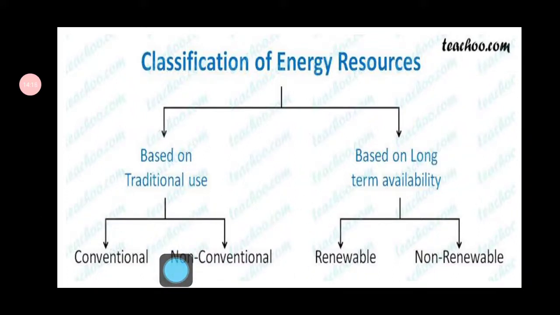So I have just given an introduction to what is conventional energy and what is non-conventional energy. I have given some idea, but we have not seen it clearly. Now we'll look into the next condition, which is based on long-term availability. When we discuss long-term availability, we classify the energy resources into two categories. One is renewable sources of energy and another one is non-renewable sources of energy.